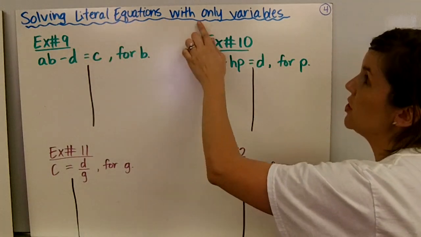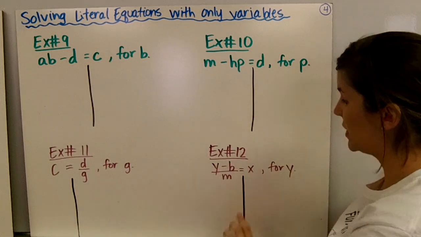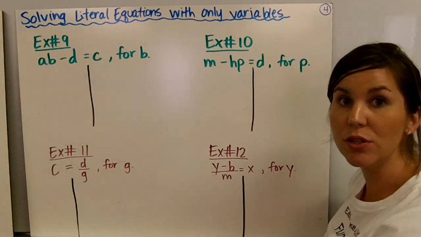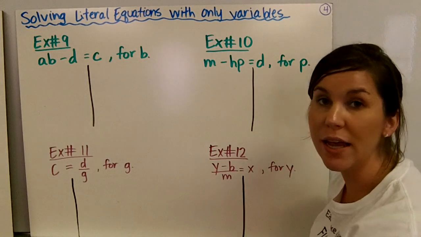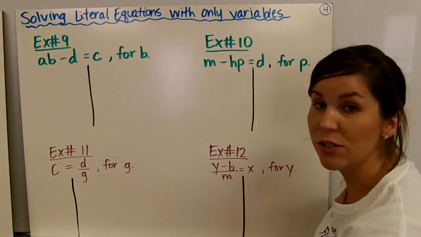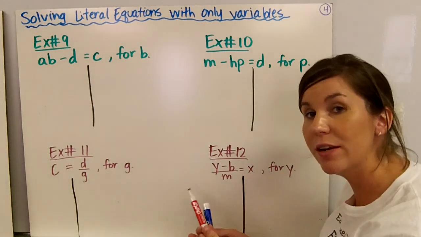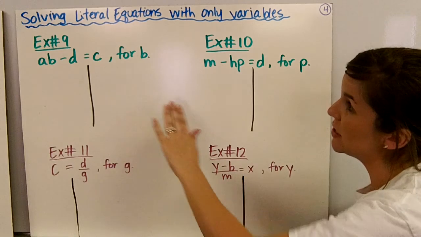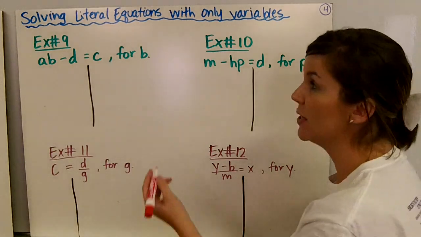Solving literal equations with only variables. If you look at these 4 examples, you don't see any numbers, only letters, only variables. You're going to treat these the same exact way as we did when we transformed equations. The only difference is equations have letters and numbers, and these just have only variables. But we're going to follow the same process.